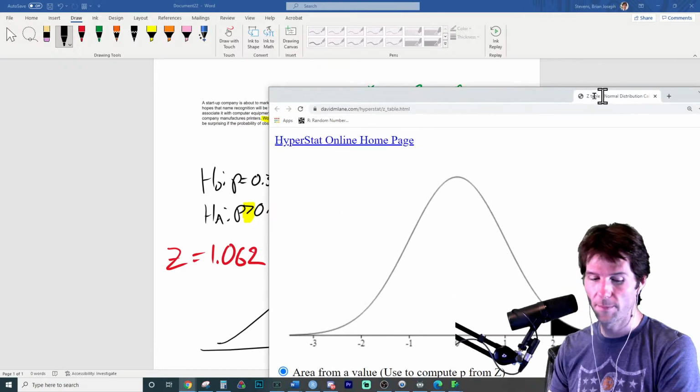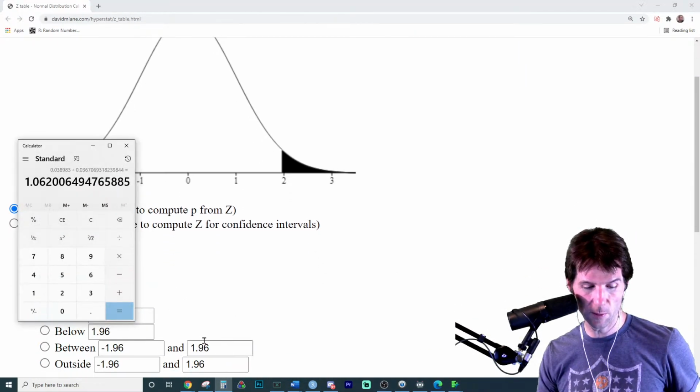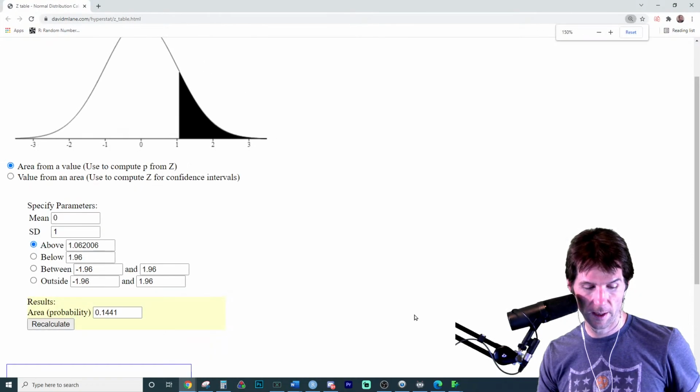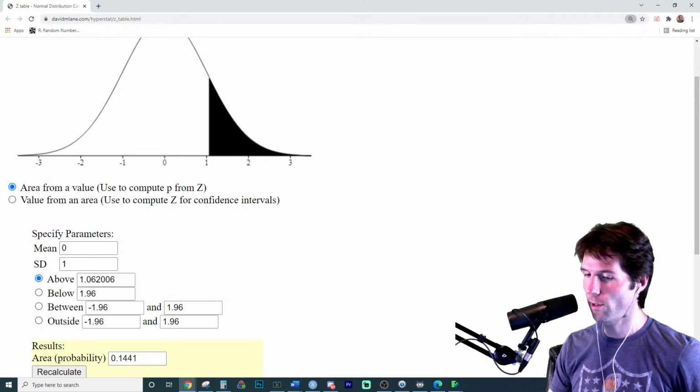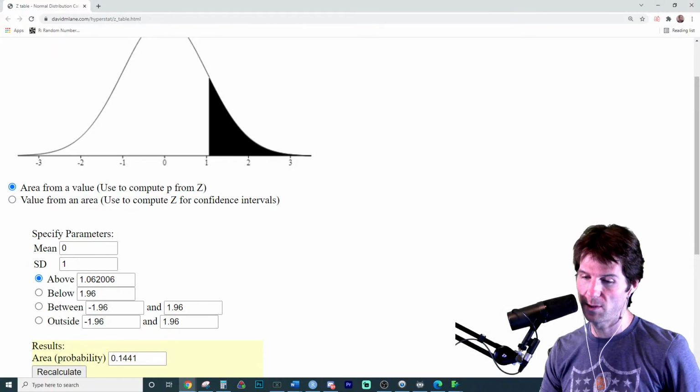How close were we today? We're going to go here and we're shading above because it's to the right. We're going to copy our z-score. Close, just off by a few decimals right there. I said 0.1462 and it's 0.1441.